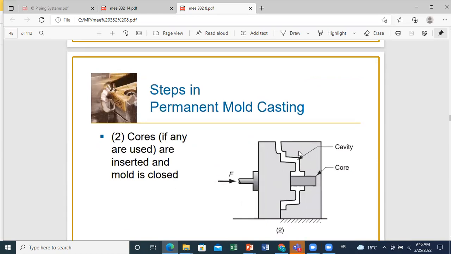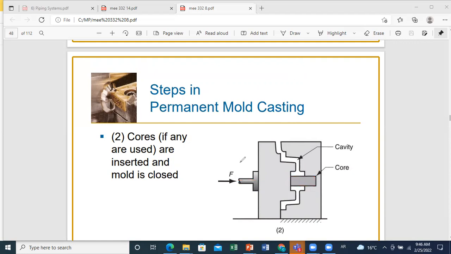So as you can see here, let's say you want to create an internal surface, you should insert a core within your cavity, and this core will be fixed to the body of the mold, so that when you pour your metal, it will fill the cavity, and that is determined by the shape here of your mold and the core.